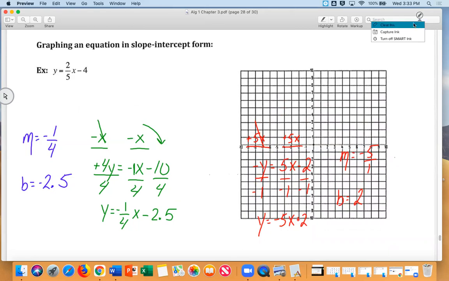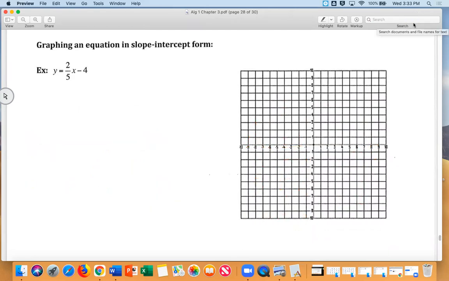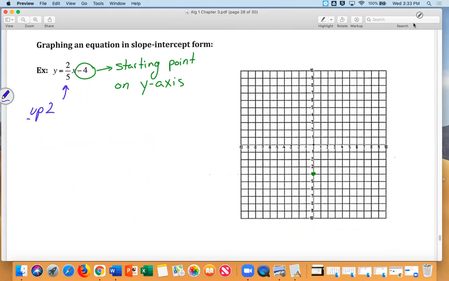So how do I graph these in slope-intercept form? Well, this number here at the end, this is my starting point on my y-axis. So I'm going to plot the point -4. And this I view as my set of directions, okay? This tells me to go up 2, because it's positive, and to the right 5.